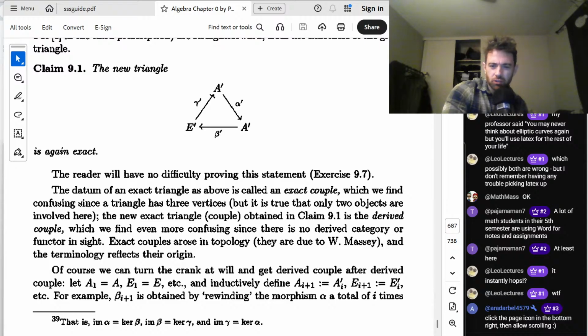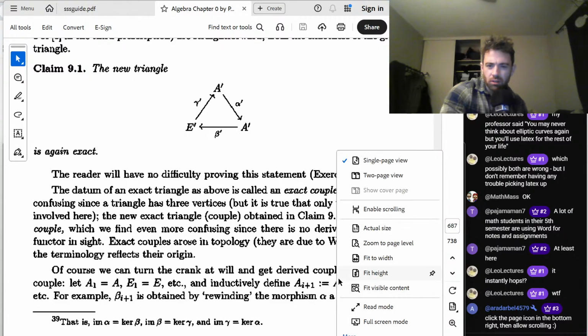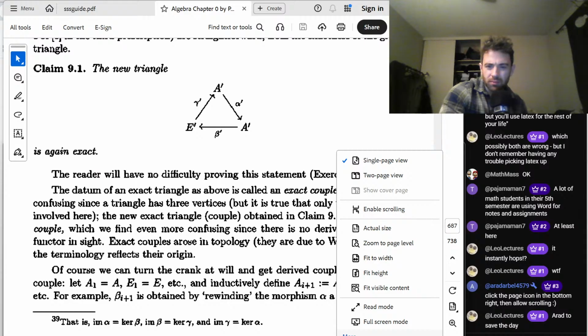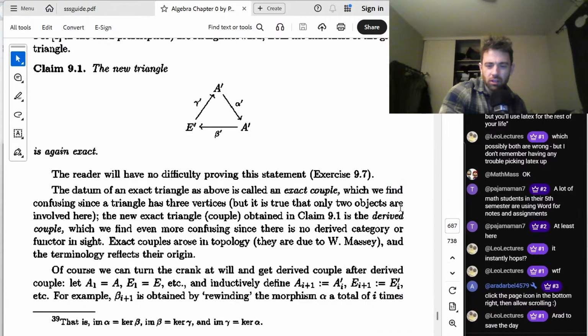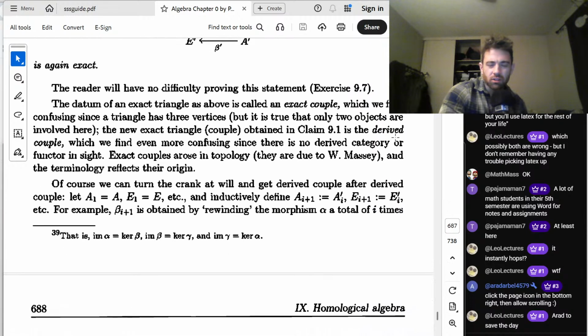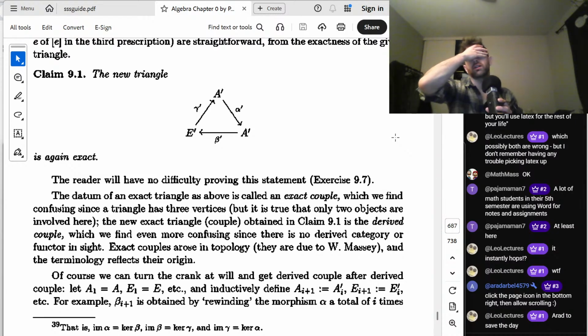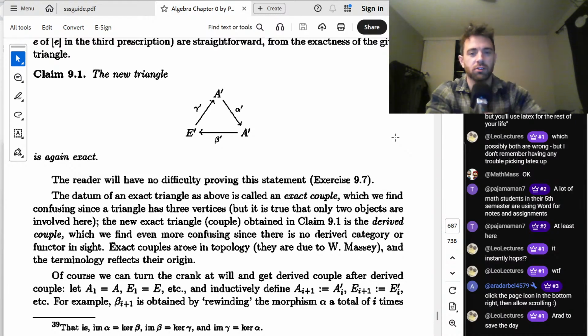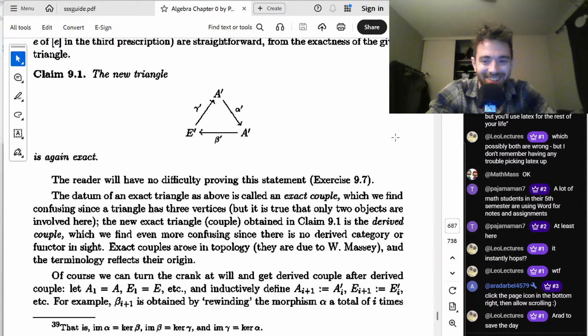Click the page icon in the bottom right. Oh, this? And allow scrolling. Oh, enable scrolling. Arad, you're a genius. Goddamn genius. That is why I pay you the big bucks. In my head, anyways. I pay you the big imaginary dollars.